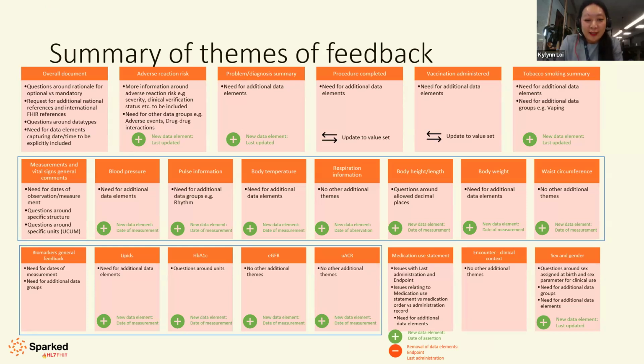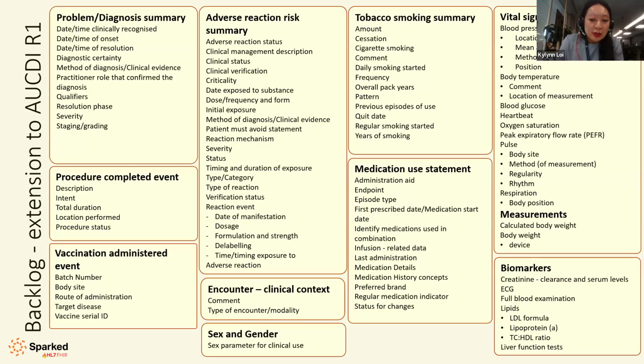Yep, next slide, thanks. So this is just a list of all of the backlog items that we've been collecting. So these were the existing data groups that were in AUCDI R1. These are extensions to those, so all the additional data elements that were identified during the review by the reviewers. And so we've collected all these here.